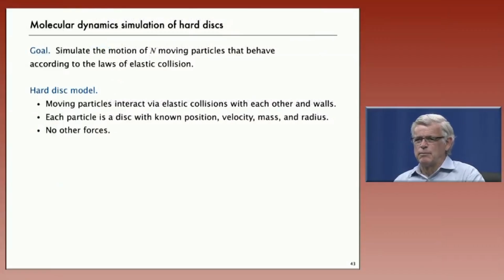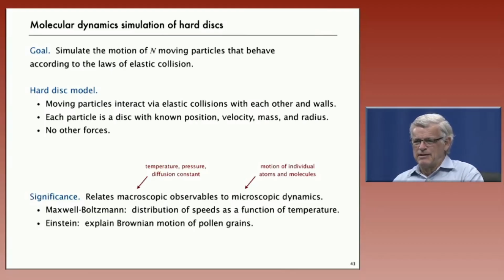We use a simple scientific model called the hard disk model, just for simplicity, to get this done in part of a lecture. Clearly, these things can be extended in many ways. We're going to have moving particles that collide with each other and with the walls, and each particle is a disk with known position, velocity, mass, and radius. There are no other forces involved. It gets more complicated if there are more forces, like gravity. And this one by itself is very significant.